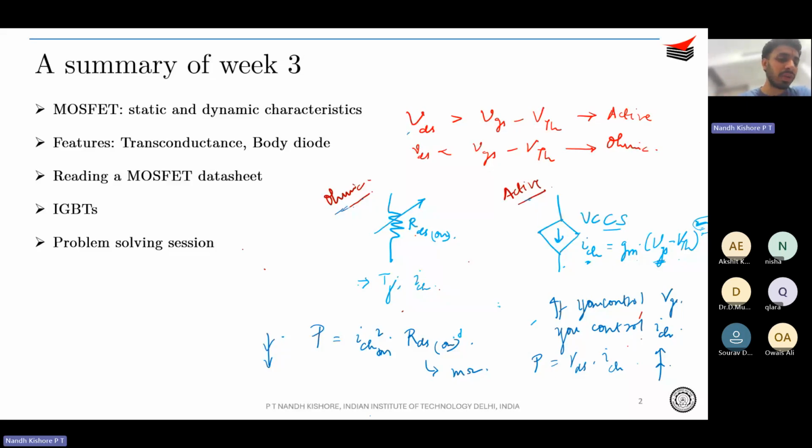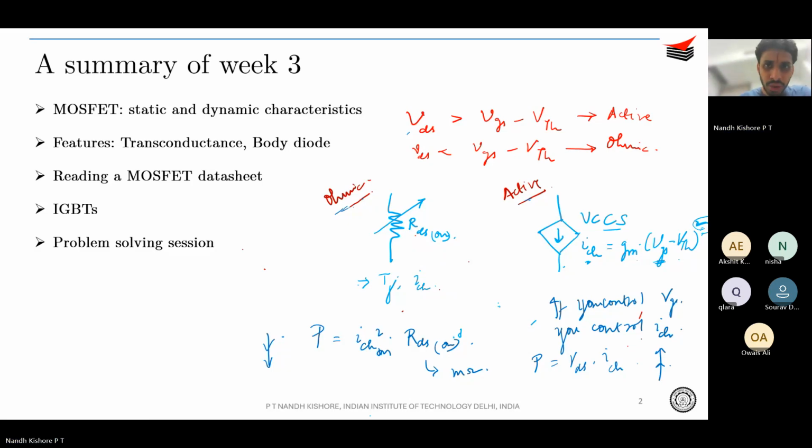So IGBT is kind of a hybrid between a BJT and a MOSFET. You of course know that it's an insulated gate bipolar transistor. So therefore, you have gate characteristics similar to that of a MOSFET. However, the conduction is through the power BJT, right? So IGBT is of course, you learned about IGBT after learning BJTs and MOSFETs, right?